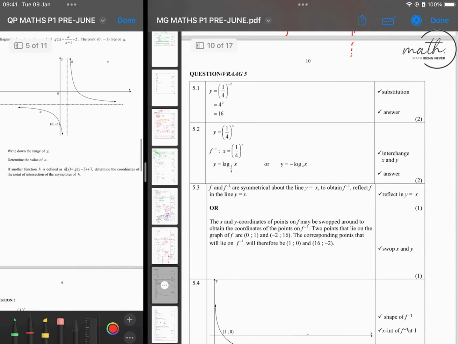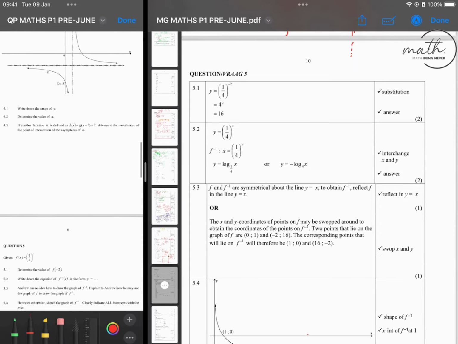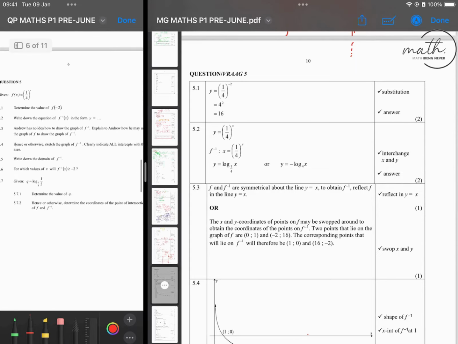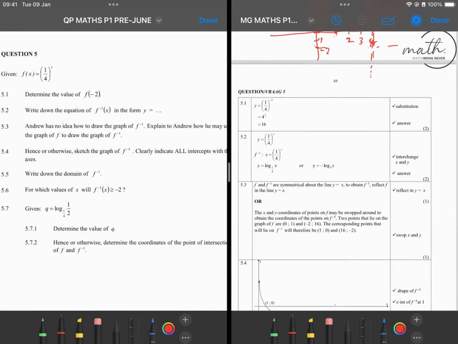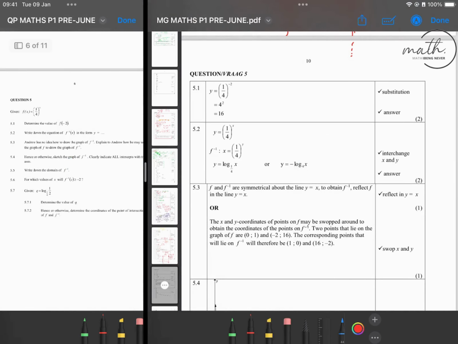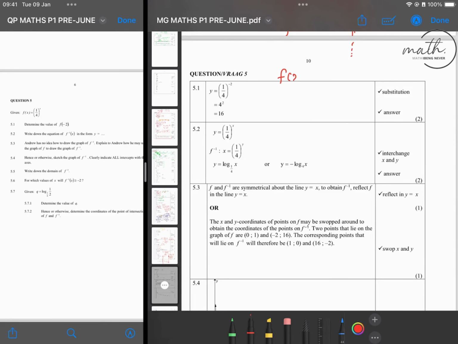Question 5. For question 5, they gave you an equation. The equation, first, given f of x equals 1 over 4, all to exponent x. First one, determine the value of f of negative 2. That is if x is negative 2. So you put negative 2 there. That's why you get 16.